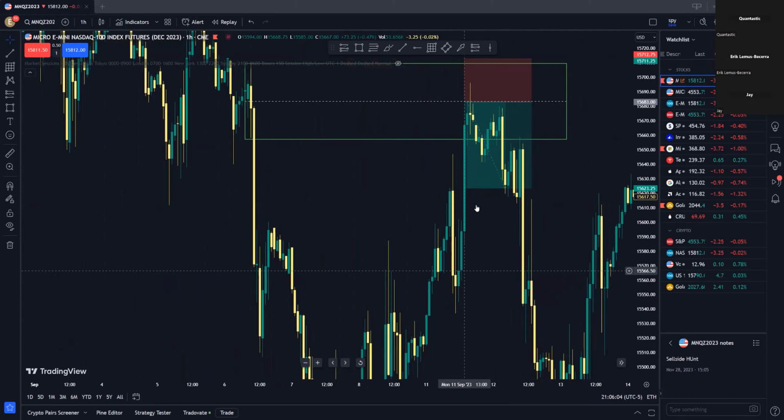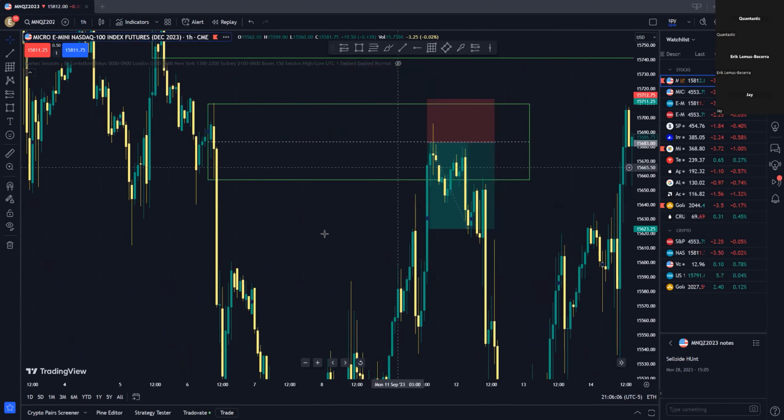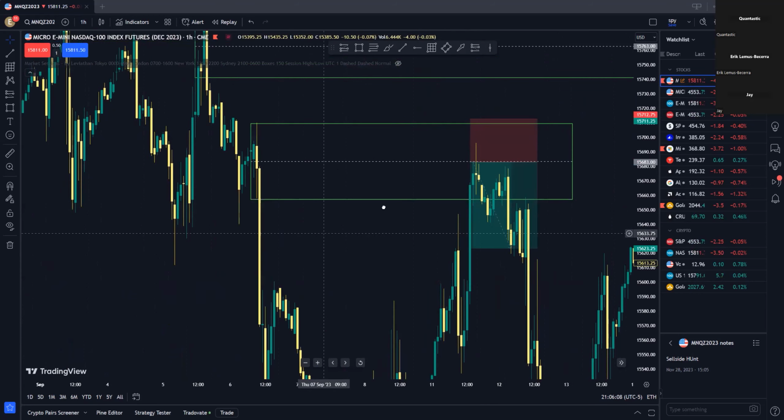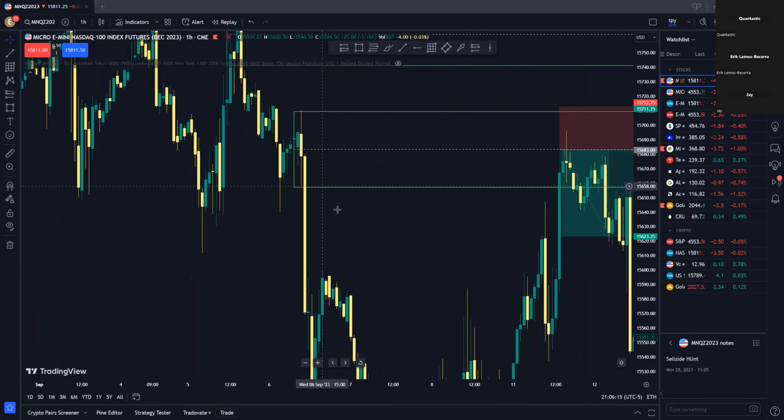So this was just one of the strategies. There's a bunch of rules that I have behind it, but to simplify things, the 1 hour has to have a fair value gap. If it does not have a fair value gap, I do not play it.